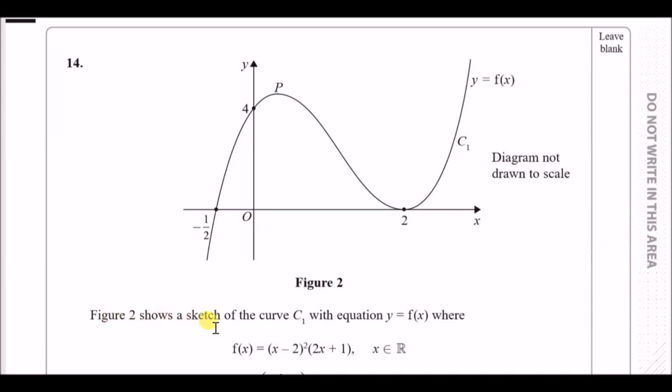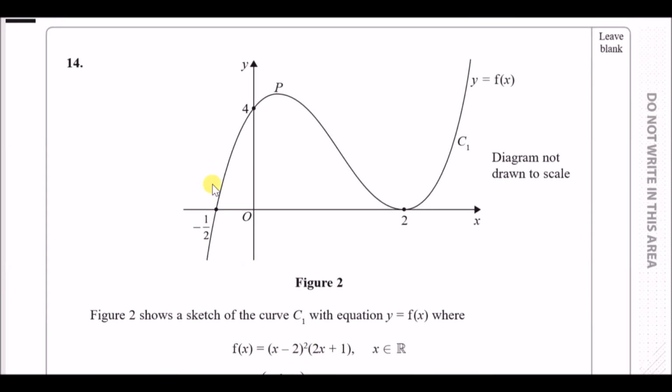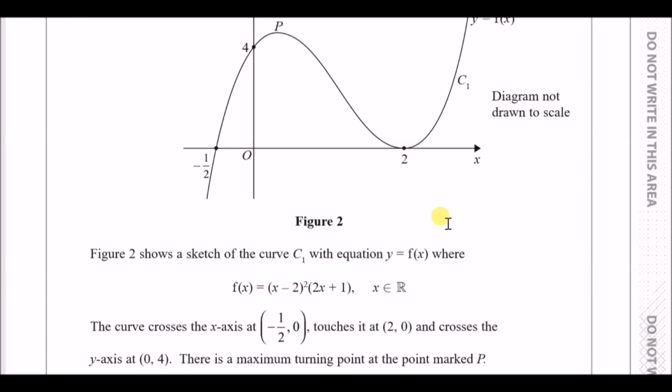So figure 2 shows a sketch of the curve C1 with equation y equals fx, where fx is defined by this. So it's a mixture of a quadratic times a linear, so this ultimately makes a cubic. And looking at the shape, this is a cubic graph, okay? Where it cuts at minus half and it bounces off 2, so meaning there's a repeated root, so there's 2 roots here. That's why they squared this bracket.